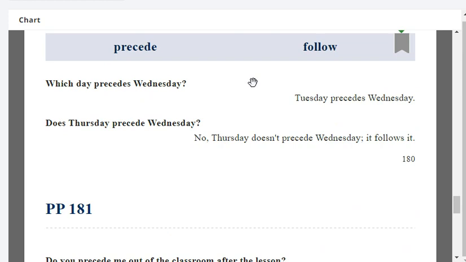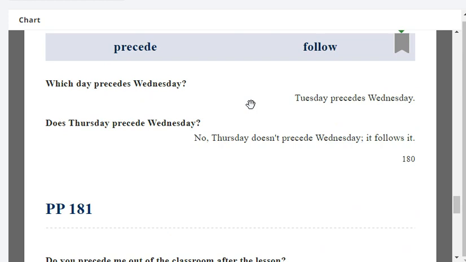Proceed, follow. Which day precedes Wednesday? Thursday precedes Wednesday. Tuesday. Tuesday precedes Wednesday. Does Thursday precede Wednesday? No. Thursday doesn't precede Wednesday. Wednesday, it follows it. Very good.